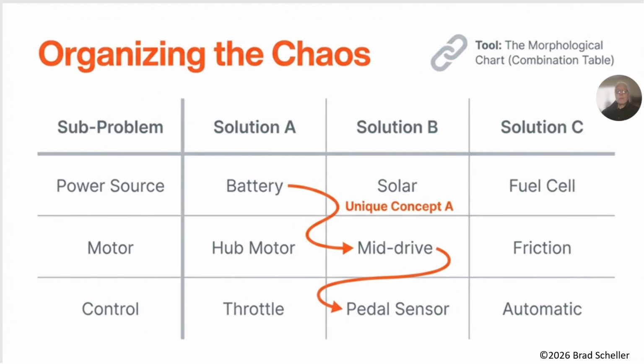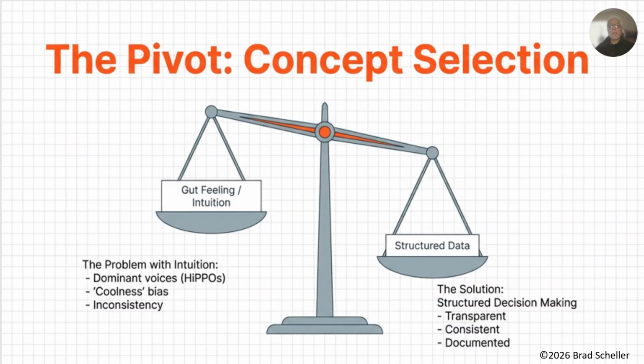When I review client or student concepts, I ask, did you consider X? Teams that used a morphological chart can show me they considered it and explain why they rejected it. Teams that don't often say, oh, we never thought of that. That's a fault. So we've used these steps so far to come up with a tremendous amount of great concepts.